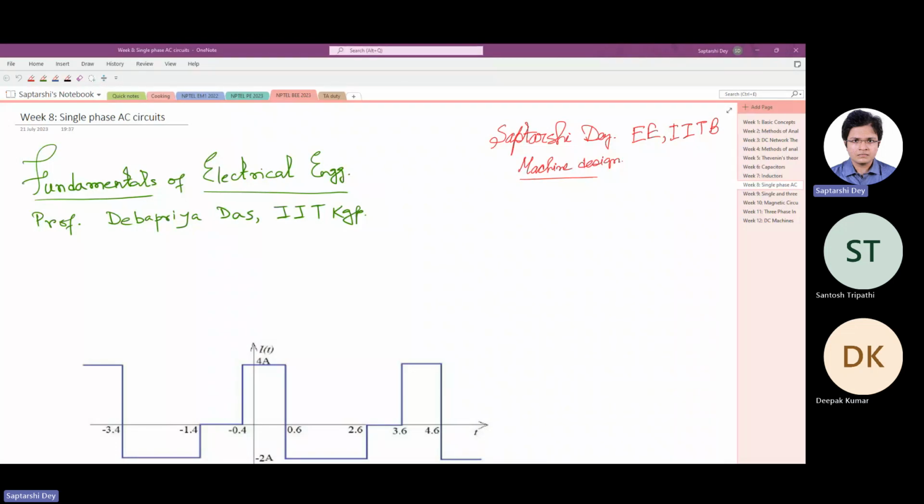This week is about AC circuits, single phase AC circuits. To some extent, AC circuits, I think all of you have studied already in your 12th level physics. Why am I saying single phase? Because later on in this course, we will also study three phase AC circuits, which are meant for high power applications.